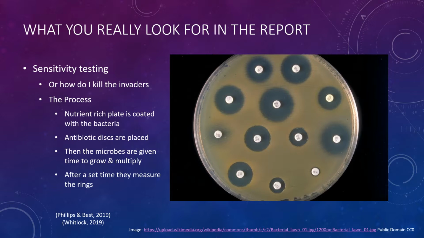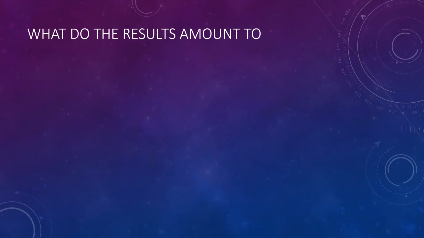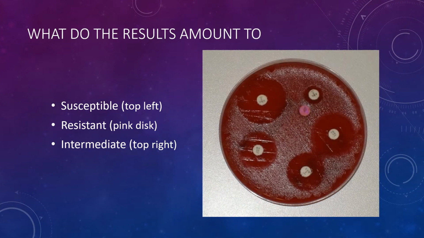So the area of no growth around the antibiotic disc shows what's susceptible. See, the larger the area, the more susceptible the microbe is to the antibiotic. So really, the results that you're looking for, you're looking for an S, an R, or an I.